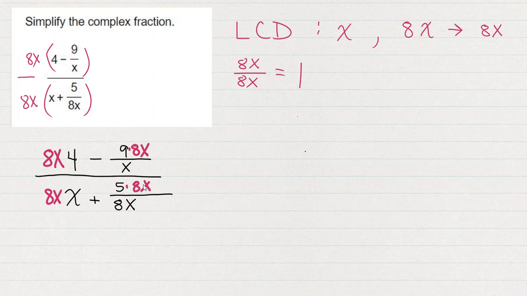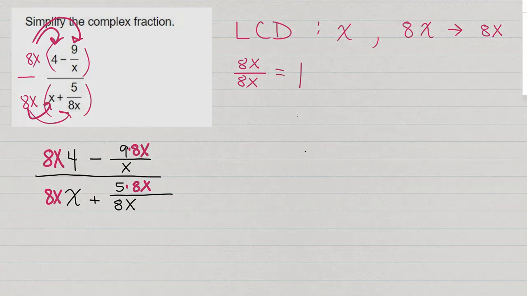So it's going to look like this: 8x times 4, 8x times 9 over x, 8x times x, 8x times 5 over 8x. When I simplify this, if I've done it correctly, then notice that the denominators both go away. The x's and the 8x go away. So what am I left with once I've done that simplifying?